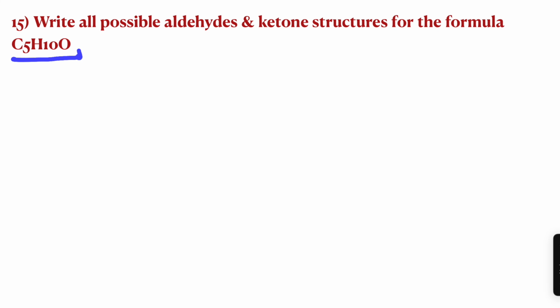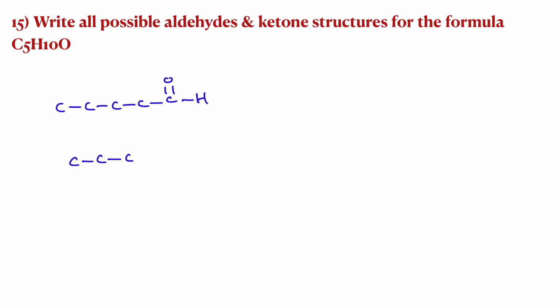In the next example, the given molecular formula is C5H10O, and again they are asking for aldehydes and ketones. I am going to follow the same pattern. Aldehydes I am writing first. 5 carbon chain I am taking. Aldehyde at a terminal place always. Now 4 carbon chain I am taking. Aldehyde is always at a terminal place.